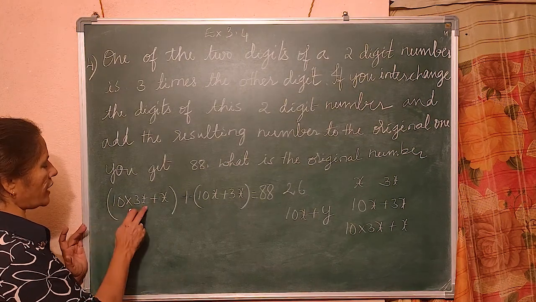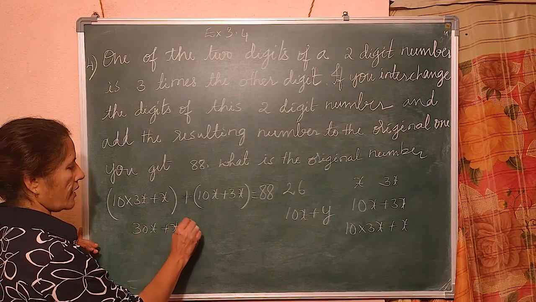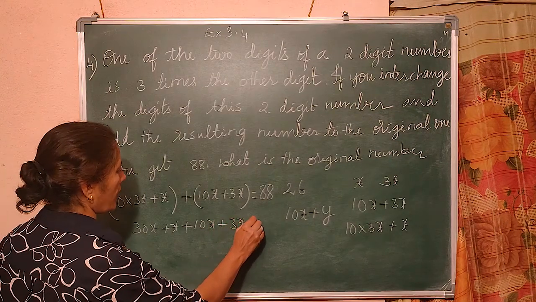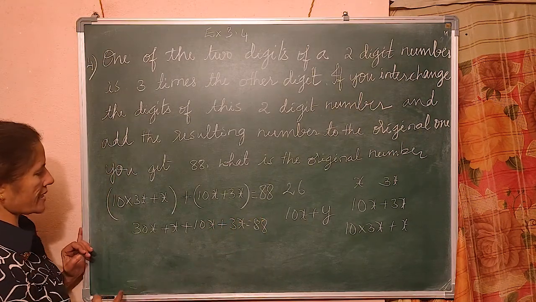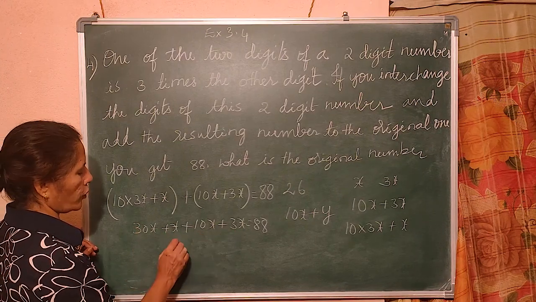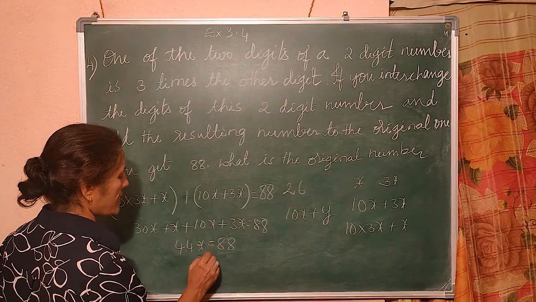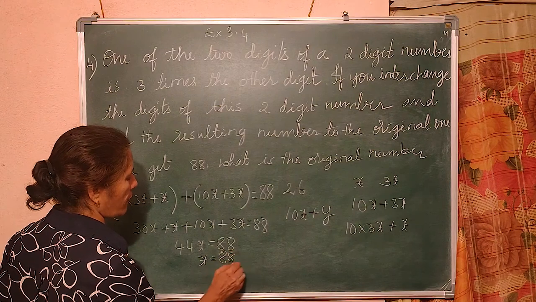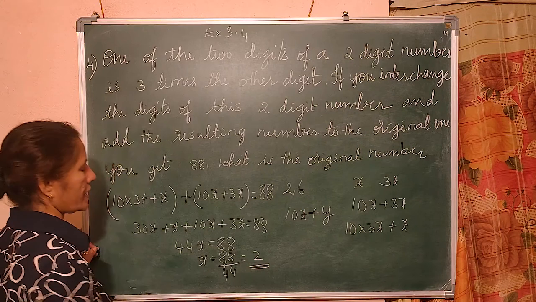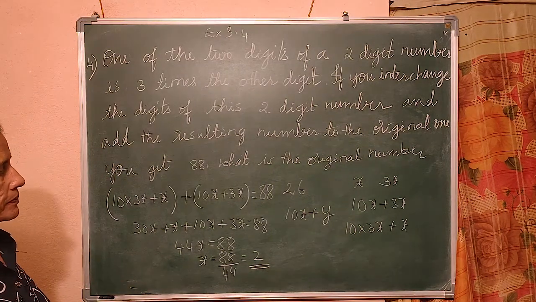10x plus 10 into 3x, that is 30x plus x, plus 10x plus 3x is equal to 88. So, how many x are there? 30, 31, 41, 44. 44x is equal to 88. So, x is equal to 88 divided by 44, which is equal to 2. Right? So, let me see what that number is.